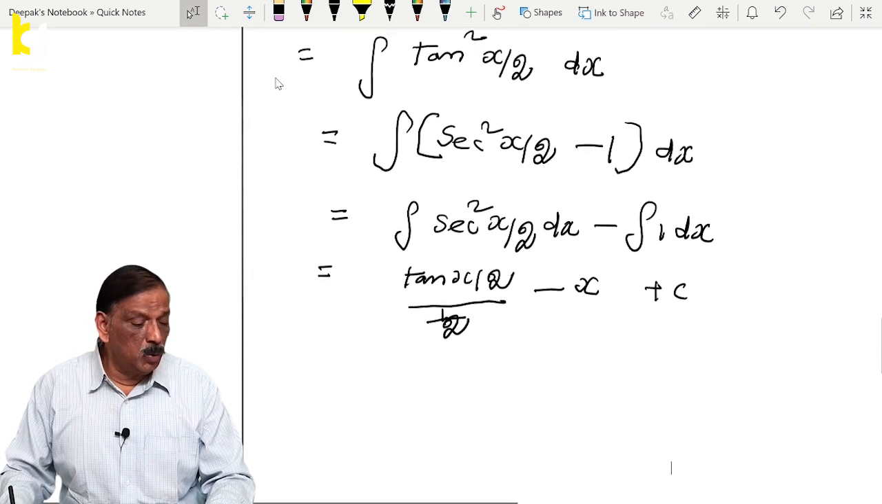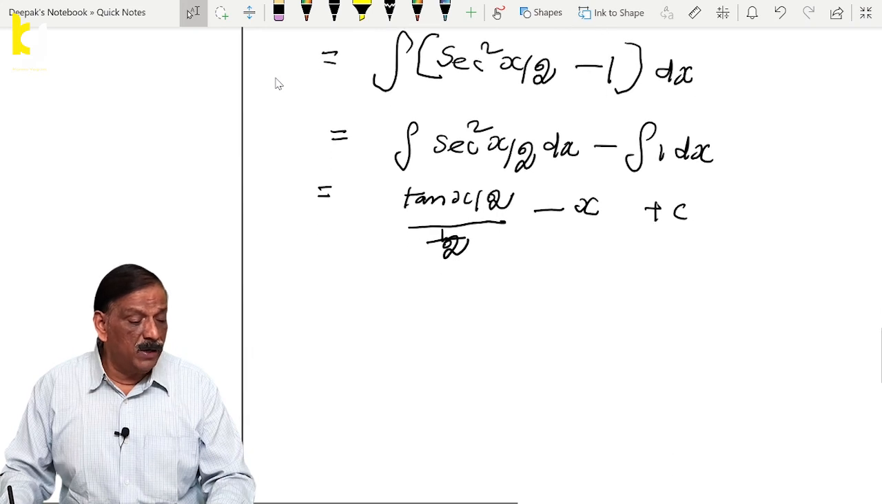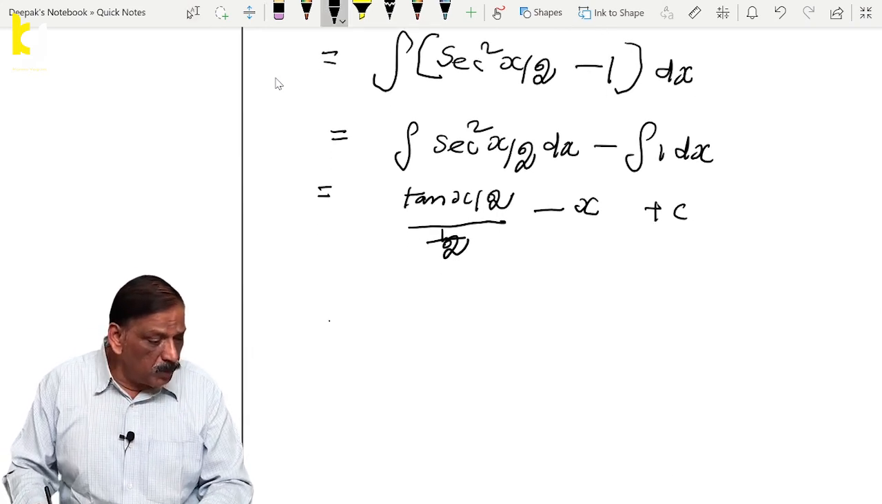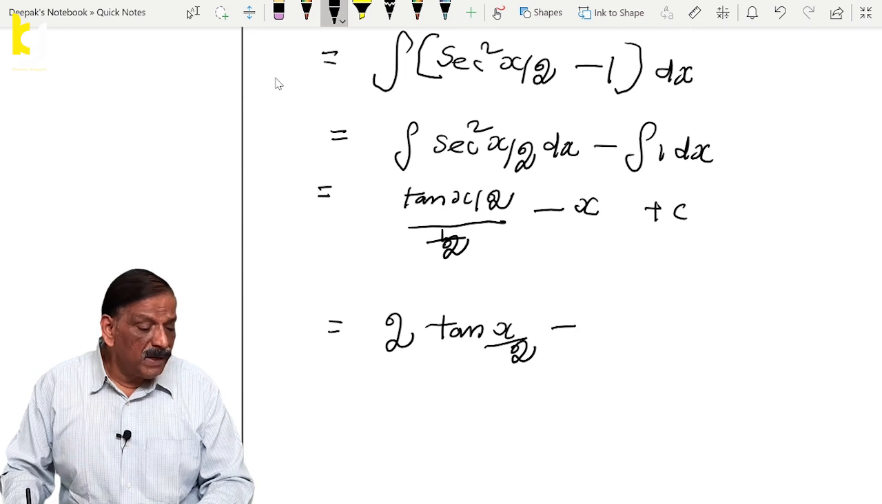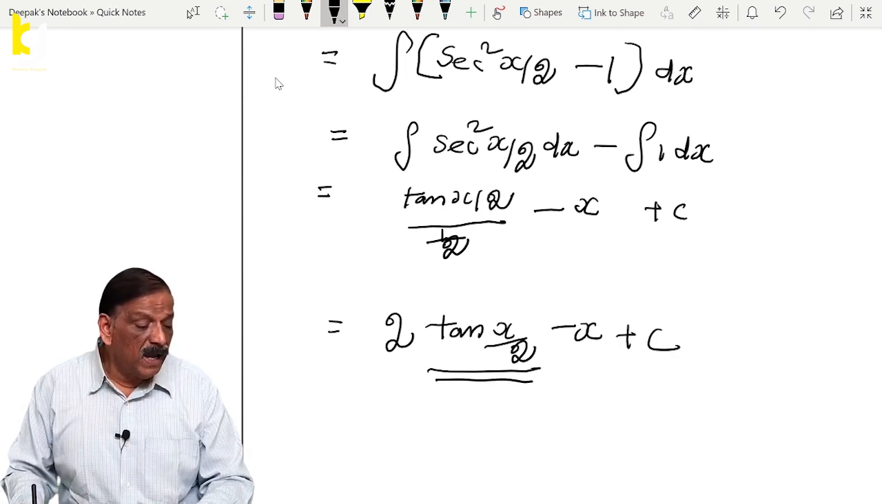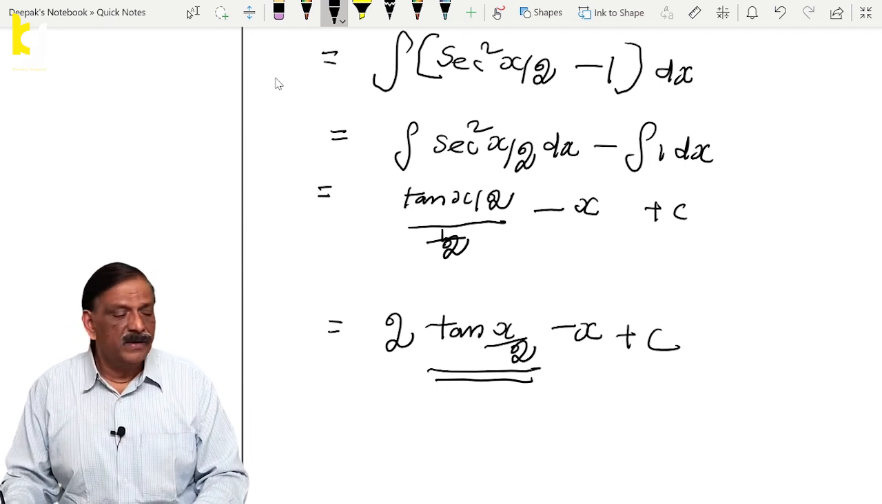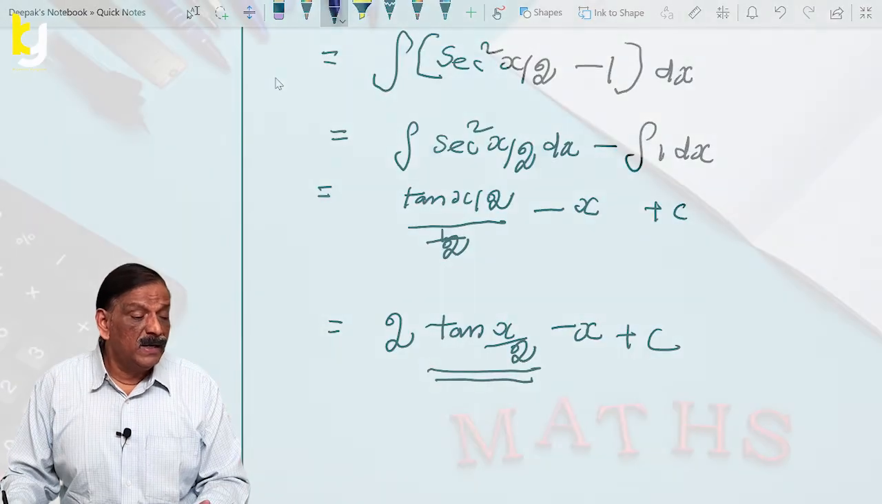that is equal to tan x by 2 by 1 by 2. That will be equal to 2 tan x by 2 minus x plus c. Hence the answer. Clear? If you have any doubt in any steps, please comment in my comment box.